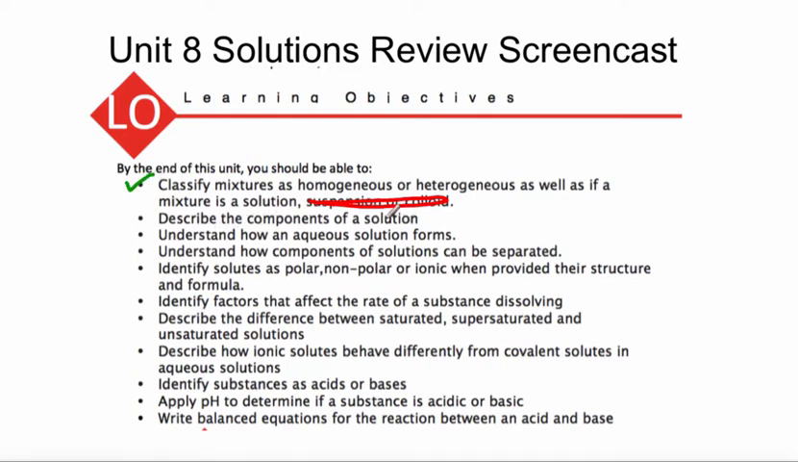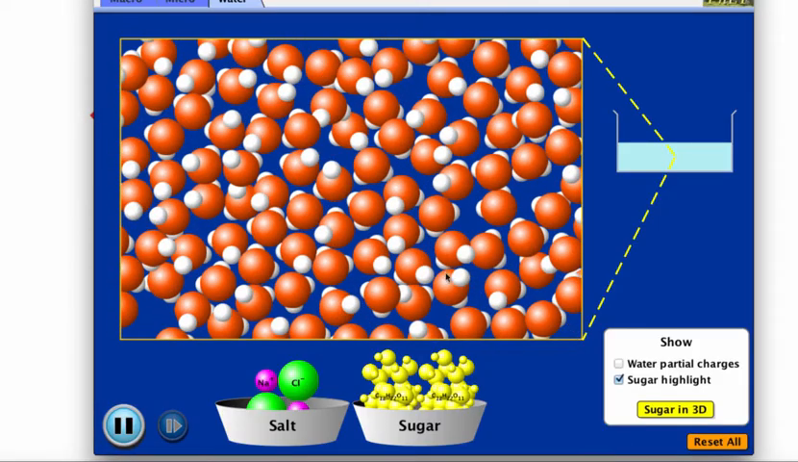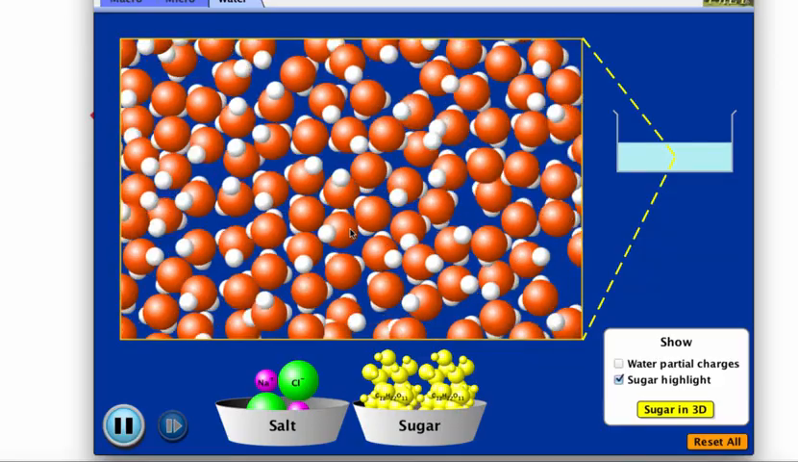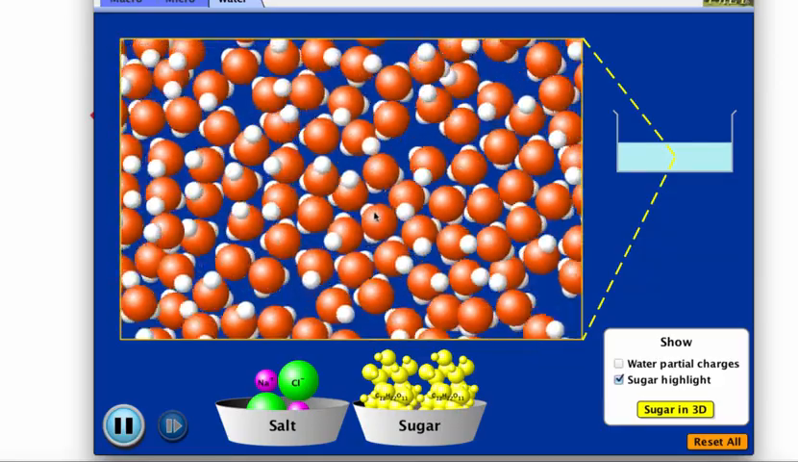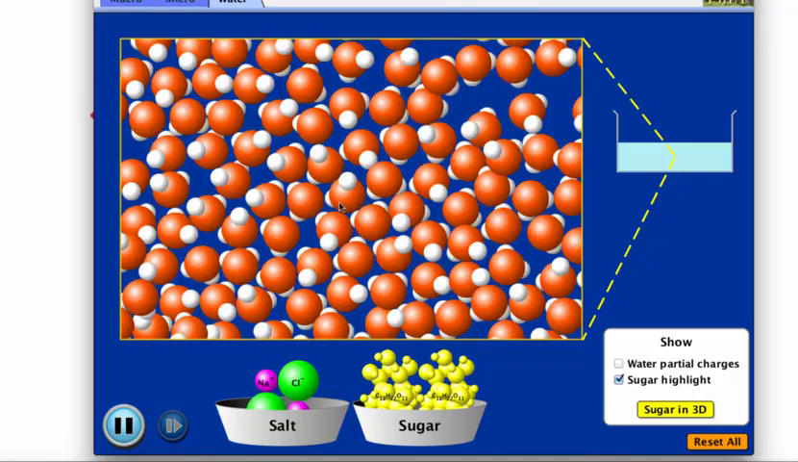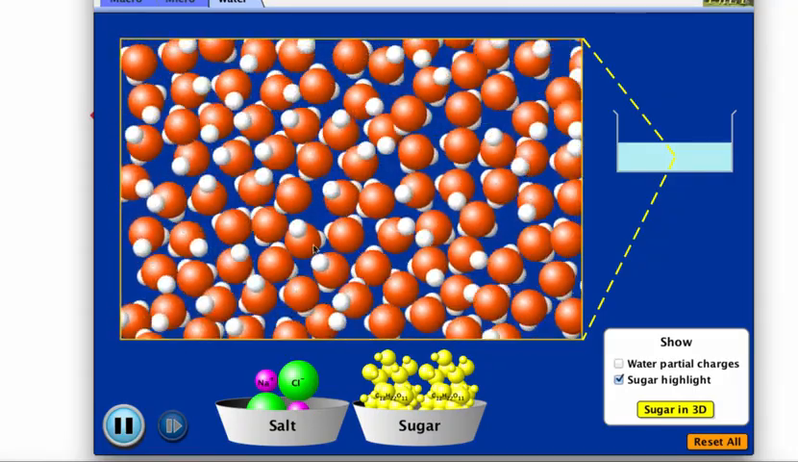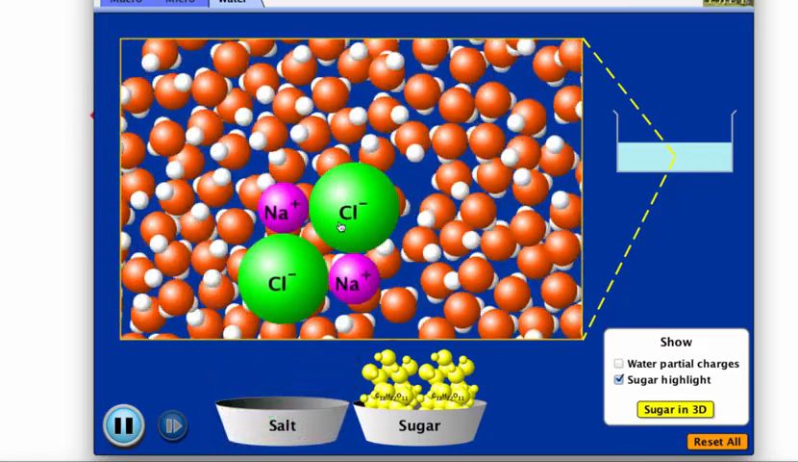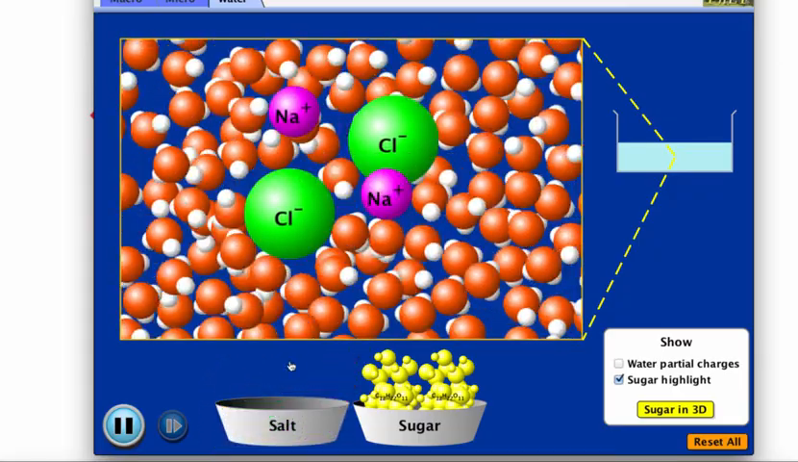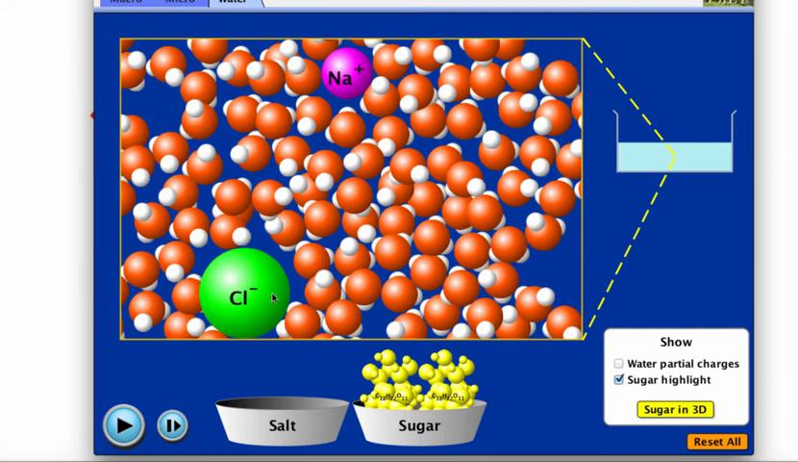Describe the components of a solution. Well, for this one, I think it's going to be helpful if we actually look at a model. If you look at what I've got right here, we've got a model showing some water molecules. And these water molecules don't have anything dissolved in them right now. So this is not an example of a solution just yet. But we can take something like table salt and add it. And when we add it, you'll notice that the substance dissolves. Now we have a mixture that's homogeneous because to our eyes we can't differentiate one part from the next.